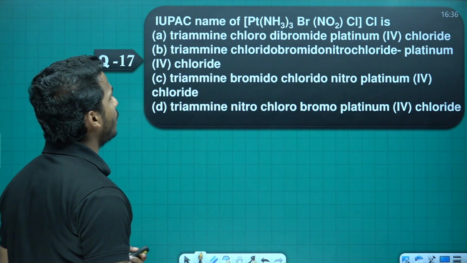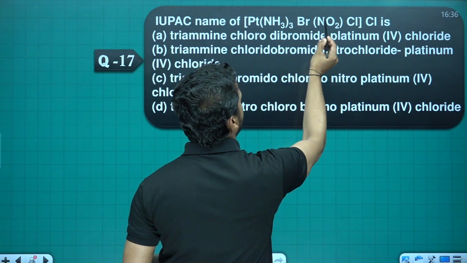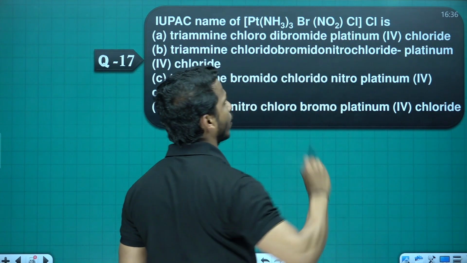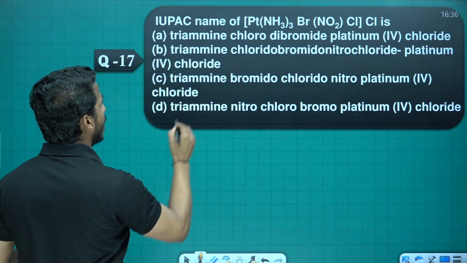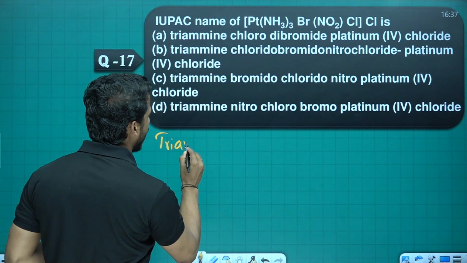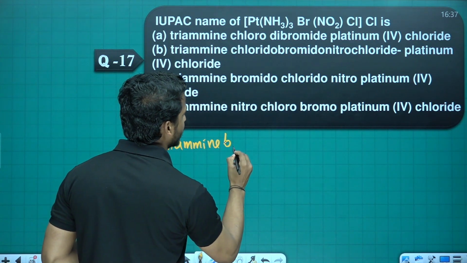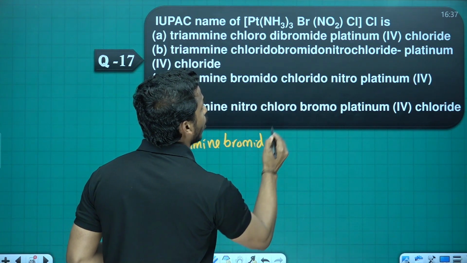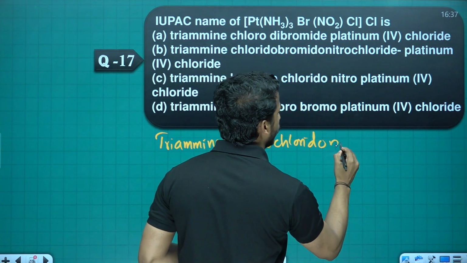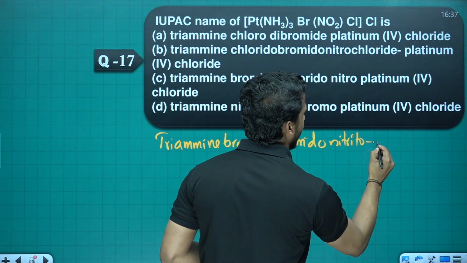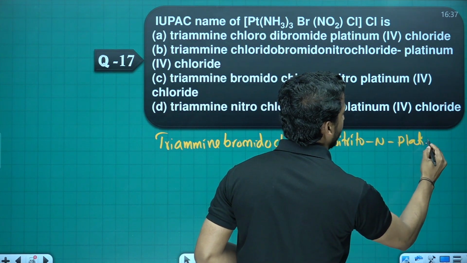Then what is the IUPAC name of the complex? You can see ammine is there, bromido is there, nitrito-N is there, chlorido is there. In alphabetical order, what can we write? Ammine, right? 3 ammine are there, therefore triammine, then bromido, yes, then bromido. Then chlorine is there, chlorido. What is NO2? Nitrito-N. Who is the metal? Platinum is the metal.